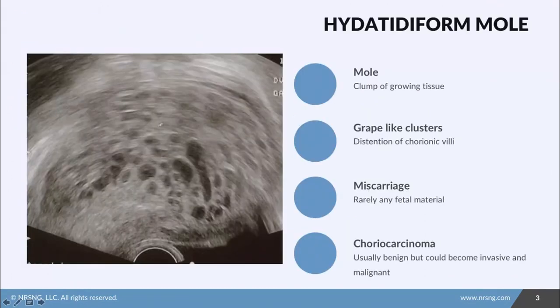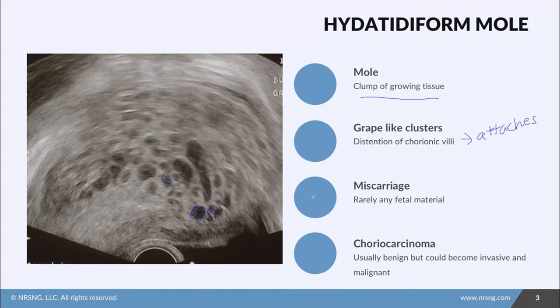So with a hydatidiform mole, we want to know, what is a mole? Okay, what does this mean? It is a clump of growing tissue. The molar pregnancy takes on grape-like clusters. So if you see in this ultrasound picture of the uterus, these grape-like clusters, just these little circle clusters. It is a distension of the chorionic villi. Remember, the chorionic villi is what attaches into the uterine wall and makes the placenta. So an overdistension happens of these and it forms these grape-like clusters, and they're going to fill up the uterus.